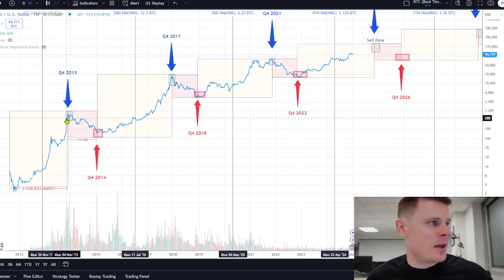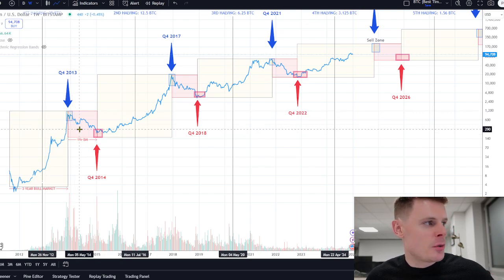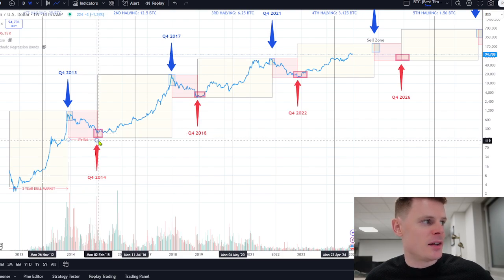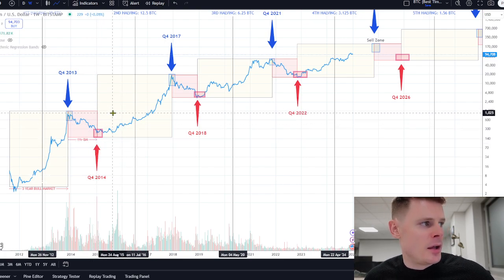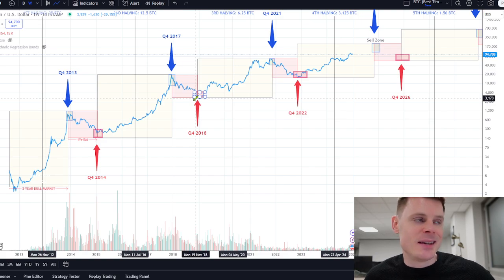The second component is the top, which occurs in Q4 of the post-halving year. The next component is a 1-year bear market that starts after the top. And then 1 year after that, you get the bottom of the price, which again occurs 1 year after the top. So looking at each cycle, this is the second cycle: you've got a 3-year bull market, 1-year bear market, the top in Q4 of the post-halving year, and then the bottom 1 year later.